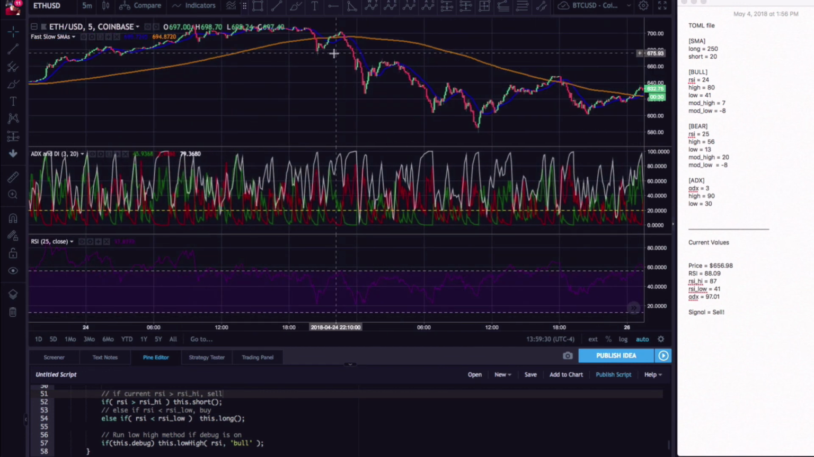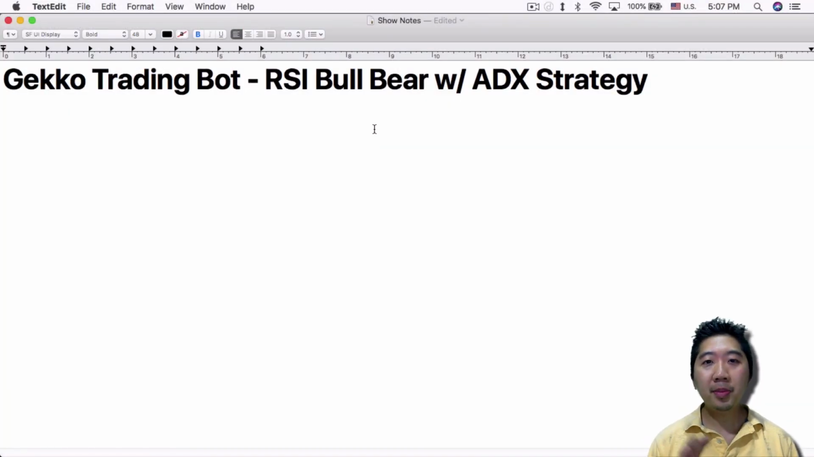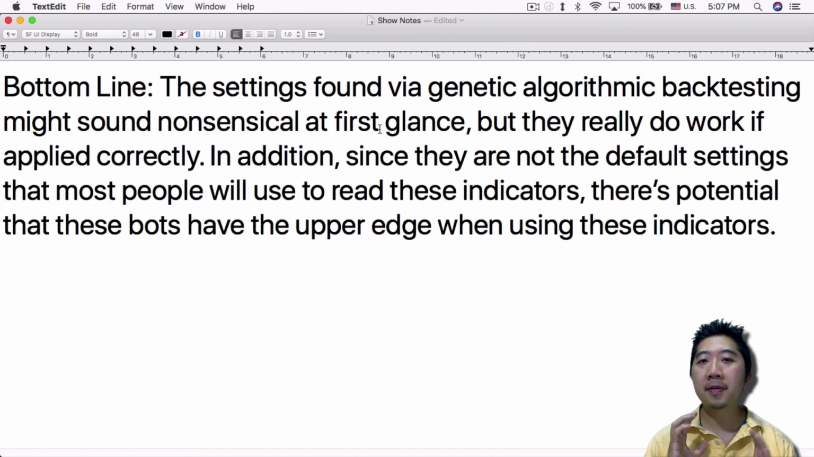So that's why this strategy will end up causing some serious losses, because it is willing to take those losses based on the strategy and how it works. But that's the general idea of how to understand the strategy visually and how to determine when it issues buy signals and when it issues sell signals. So the bottom line is this. The settings found via genetic algorithmic backtesting.